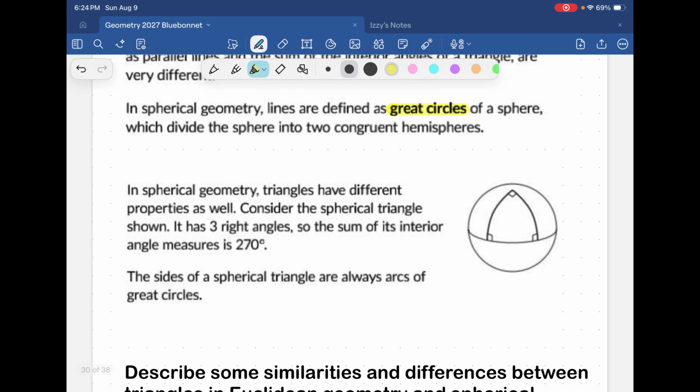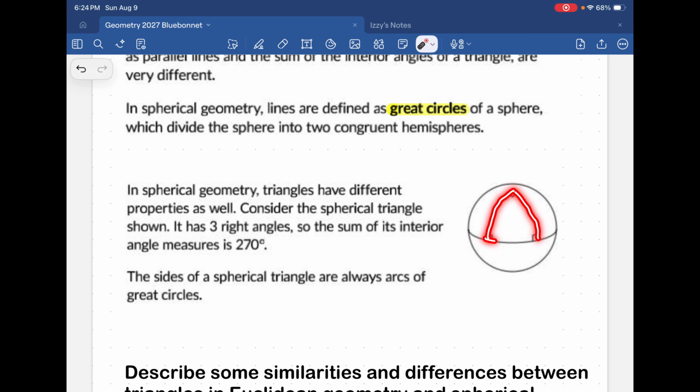In spherical geometry, triangles have different properties as well. Let's go ahead and consider this spherical triangle shown. It has 3 right angles. That can't happen in Euclidean geometry. That is happening because of these curved lines that we're seeing here. This is the great circle that they're talking about. It has 3 right angles, so the sum of the interior angle measures is 270 degrees. In Euclidean geometry, we're going to learn that a triangle is always 180 degrees.